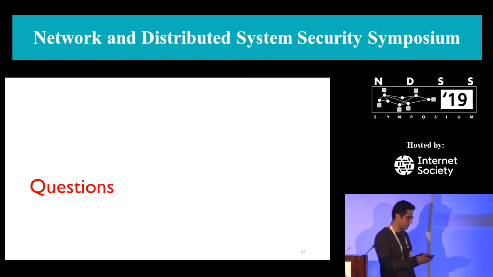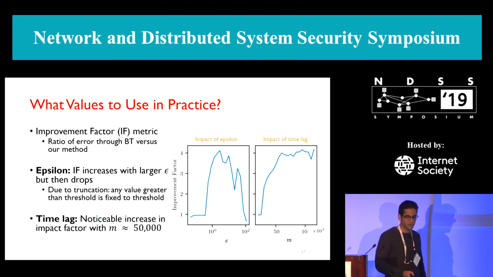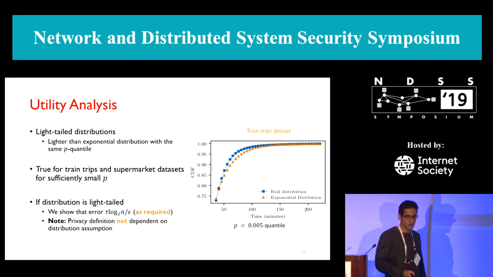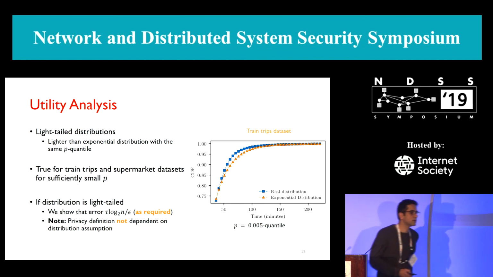Yeah, so I think I showed that in one of the slides, like this one here. This is the train trips dataset, and we found a similar thing on the other dataset as well. So this is light-tailed beyond that p-Quantile. Light-tailed means the CDF would be higher than the exponential distribution after p.